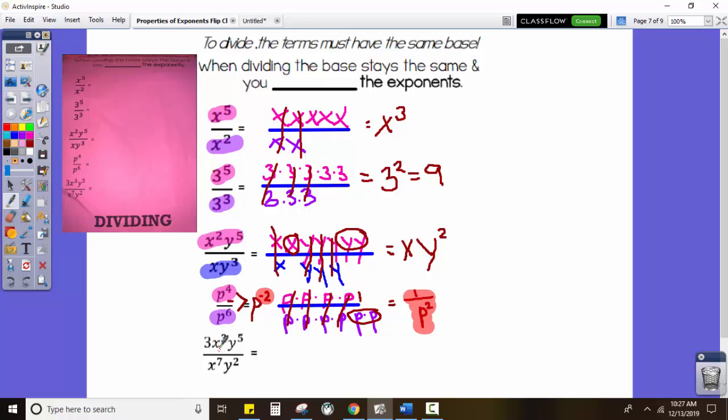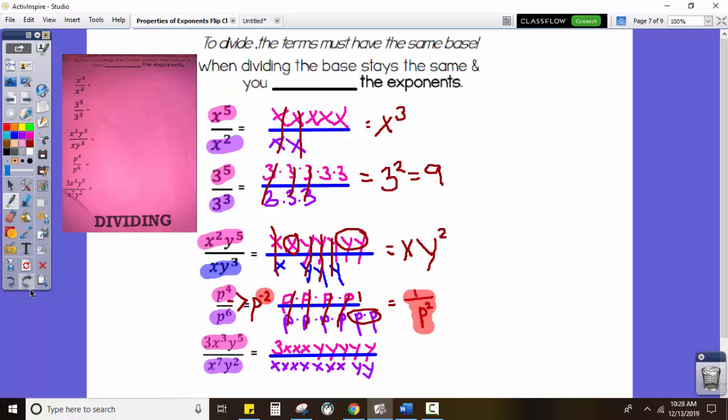And last one, 3x to the third, y to the fifth, divided by x to the seventh, y squared. So first, I have 3x to the third. The coefficient is 3, so I write 3 and then x to the third, y to the fifth, 1, 2, 3, 4, and 5, divided by x to the seventh, 1, 2, 3, 4, 5, 6, 7, and then y to the second.